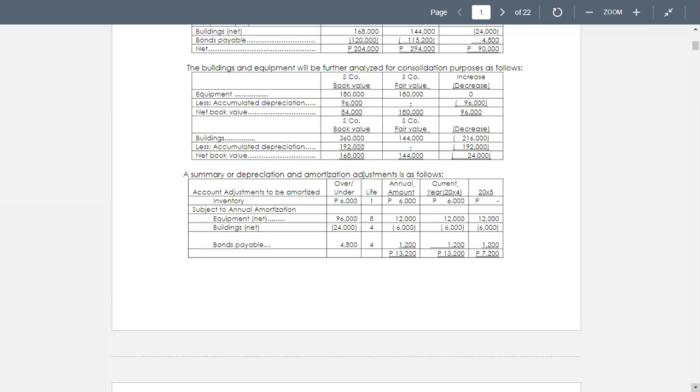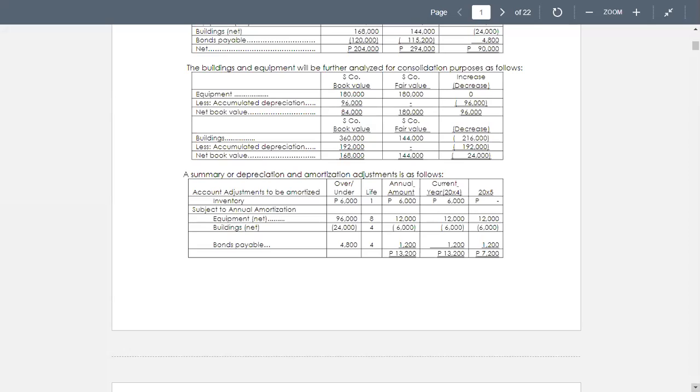24,000 is an overvaluation, considering that the book value is higher than the fair value. So 24,000 is an overvaluation once it is inside the parentheses. A summary of depreciation and amortization adjustment is as follows.